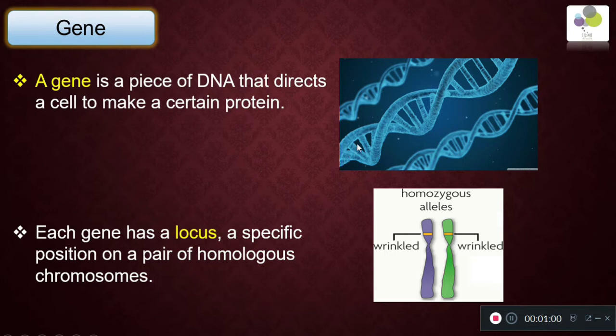That means all of our chromosomes have many parts on them. Each part is a gene, responsible for a specific trait or for making a certain type of protein, and so on. And each gene, guys, has a location. The location of the gene is called the locus. So each gene has a locus, or a specific position, on a pair of homologous chromosomes.